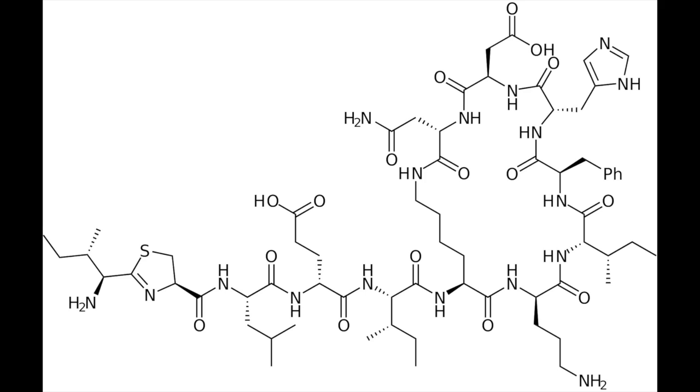So here we can see the structure of our next antibiotic, bacitracin. This antibiotic can be used to prevent infections in minor cuts and burns, usually applied topically and not through an intravenous injection.